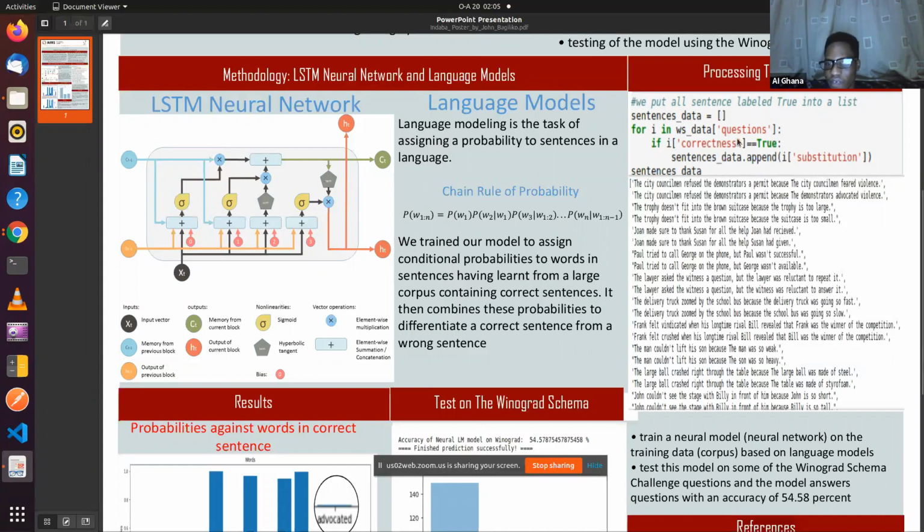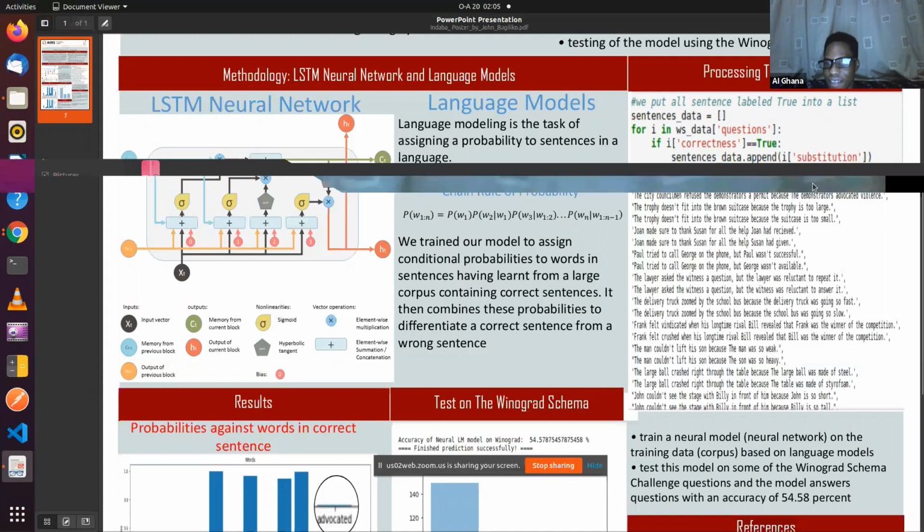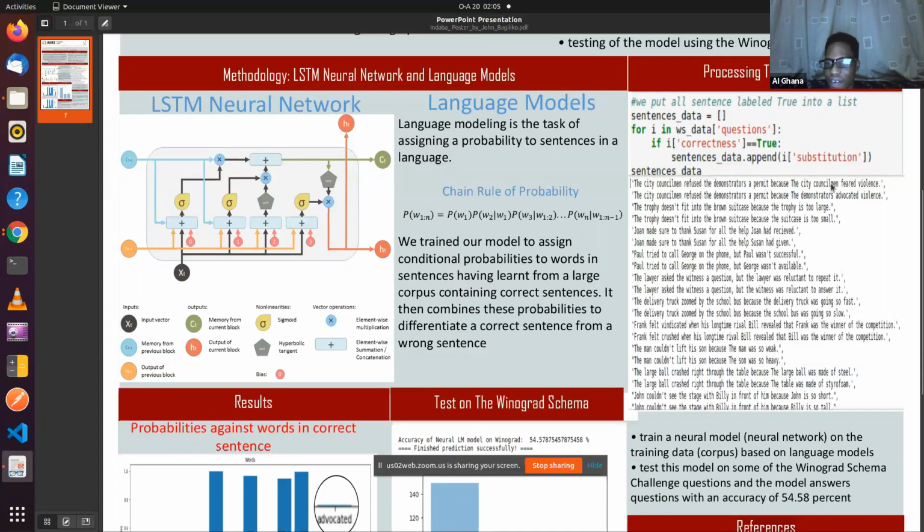For us to easily test our model, we replace that pronoun with the exact noun. So for the first part, we have the demonstrators as a noun, and we have the city councilmen as another noun. We replace the "they" in one of the sentences with the city councilmen, and in the other one, we use the demonstrators. So we have a pair of sentences for each sentence that was originally there, which was ambiguous.